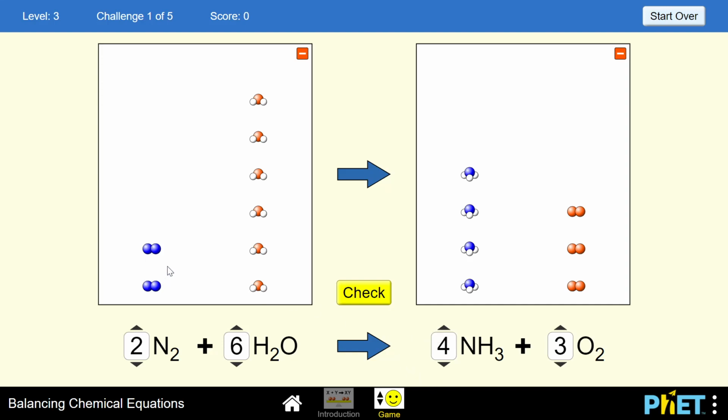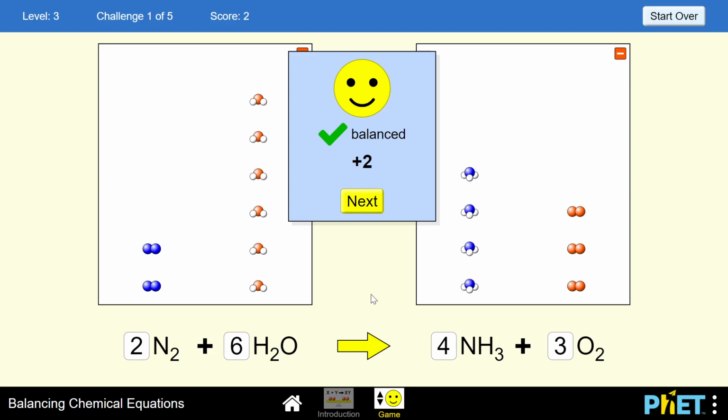Okay, so I've got 4 blue, 4 blue. I have 3 times 4 is 12 white. 2 times 6 is also 12 white. 6 red, 6 red. Okay. So could I reduce it any further? Just like with multiplication, could I reduce this down? No, actually, because I can't divide 3 by a number and get the same ratio. So this should be the best ratio. So let's check it. Yay, it's balanced, plus 2 points. Ding.